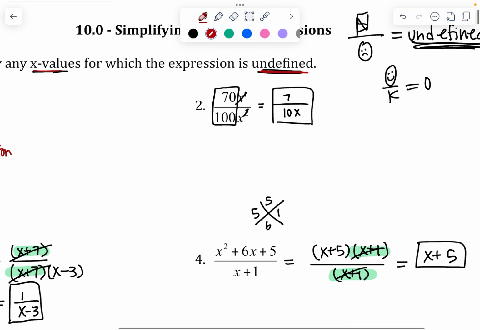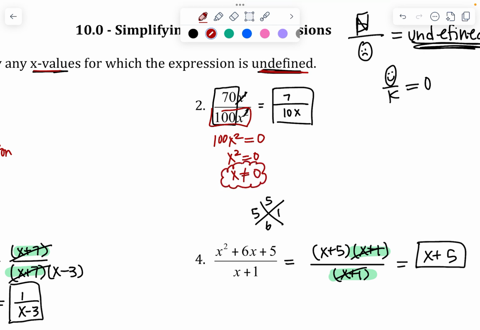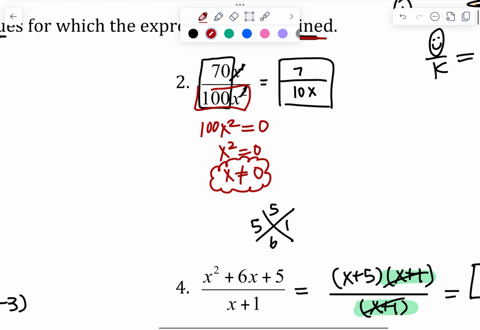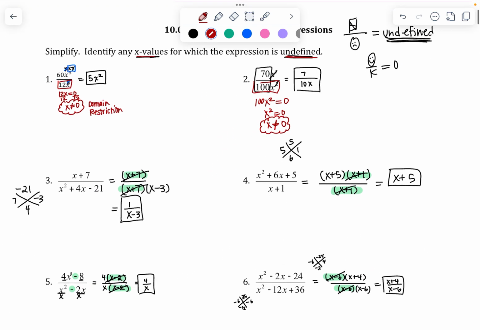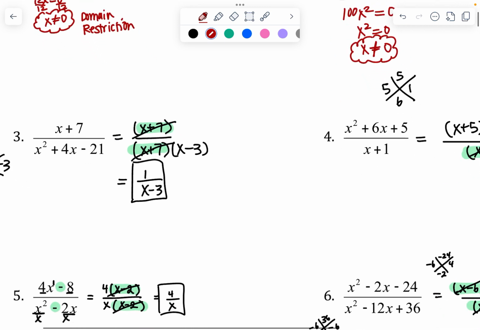So similarly, if we look at our denominator, we kind of want to look at the original denominator so we don't lose factors. And so 100x squared. And so divide both sides by 100, you still get 0. Square root both sides, you still get 0. So x equals 0 is the domain restriction. And so we represent that with an equal sign and a slash through it. x cannot equal 0.